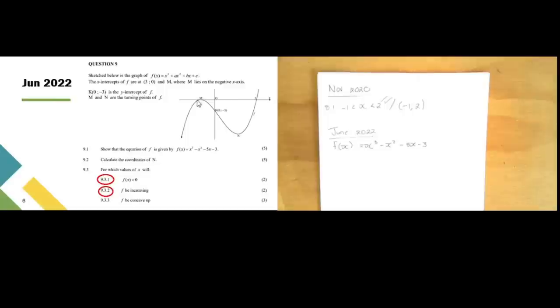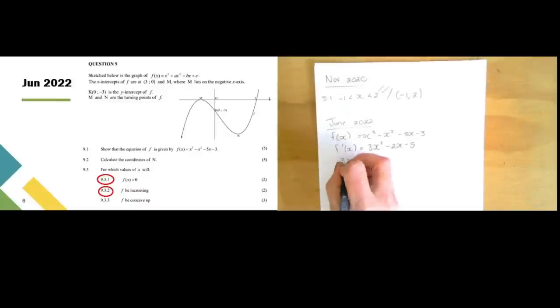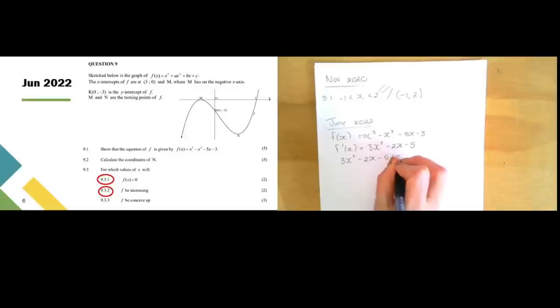So I need to know what the coordinate by M is, because that's a turning point and my y is 0 there and I can't include it. How do I calculate the values of my turning points again? It is where my first derivative is equal to 0. But I do have my equation, so let's calculate our first derivative. That would be 3x squared minus 2x minus 5. To determine my turning points, I know it's where the first derivative is equal to 0. So it's where 3x squared minus 2x minus 5 is equal to 0.